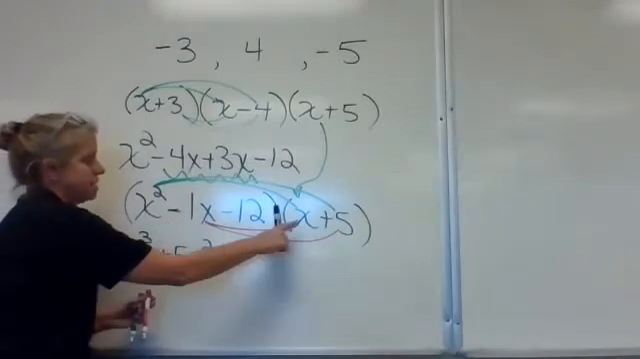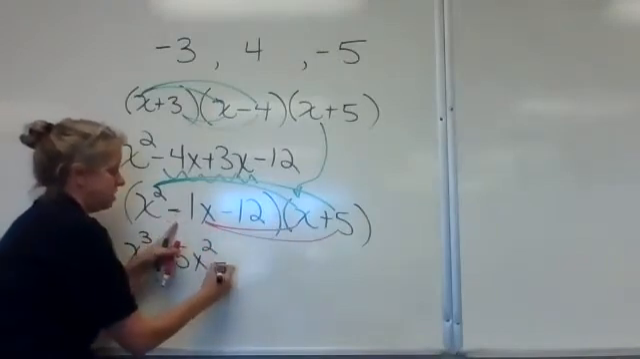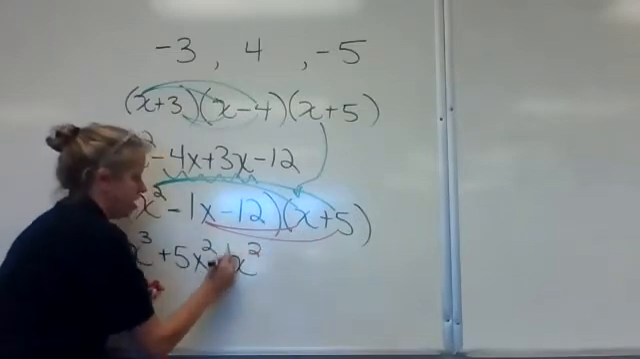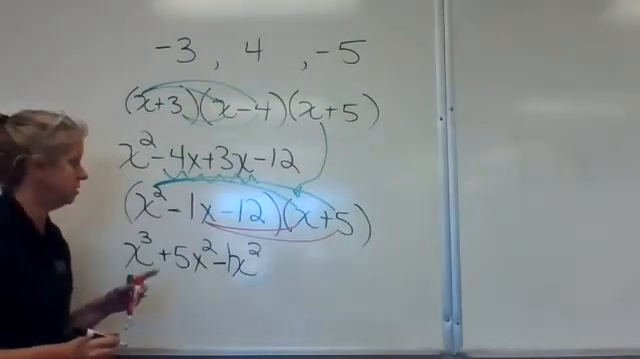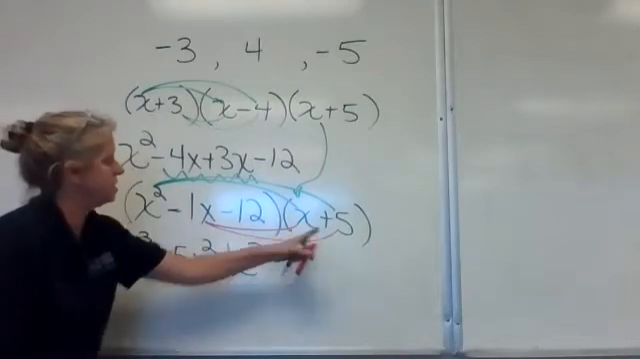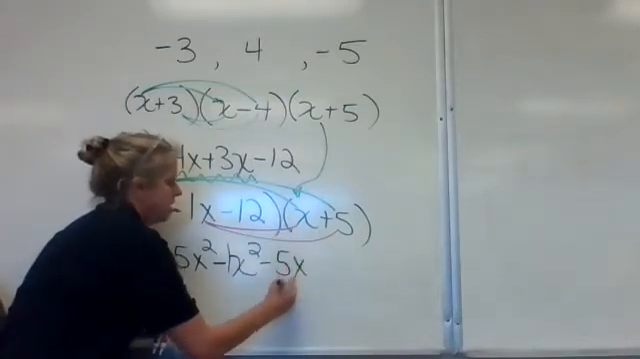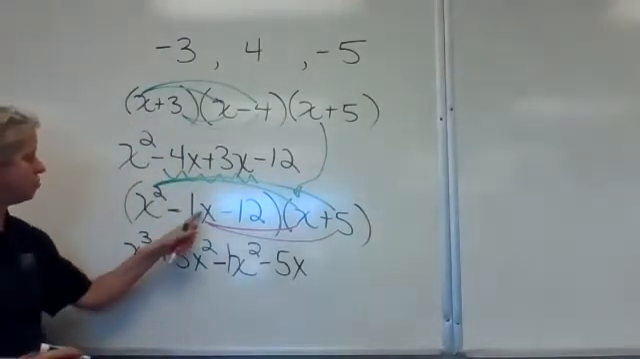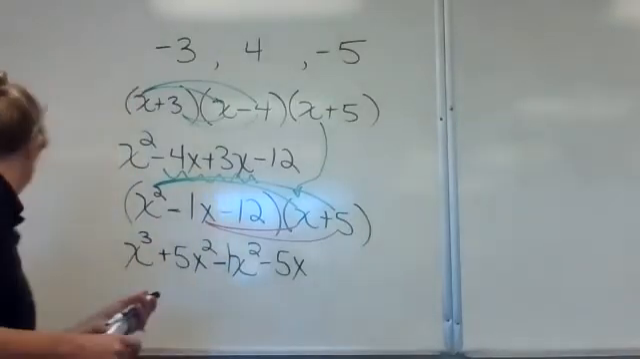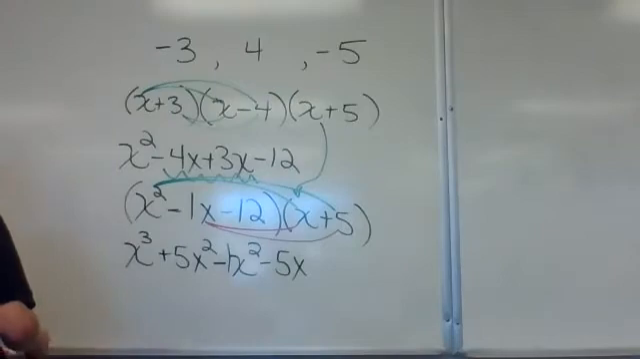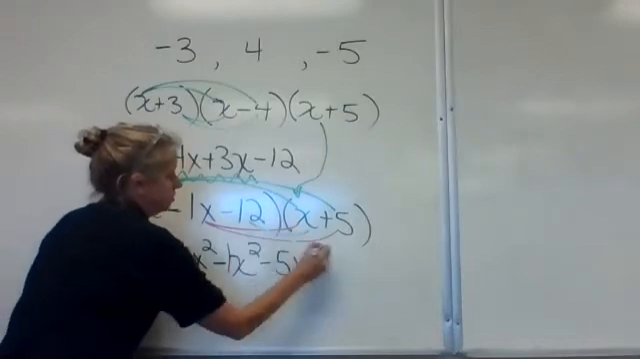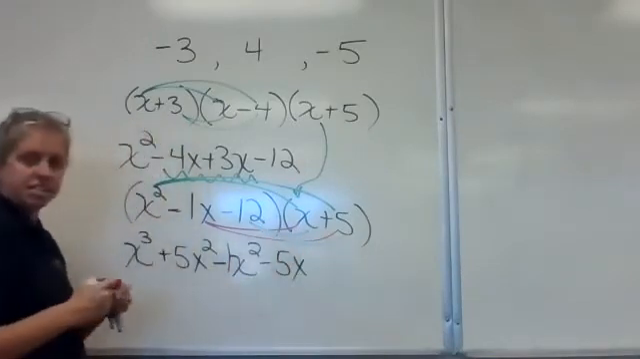So I've got -1x times +x. So negative times a positive is going to give me negative. X times x gives me x squared, or -1x squared. Then to the +5. So I've got -1x times +5, which gives me -5x. So now it's like I'm done with this one. Now all I have left to do is distribute that -12. So it's going to go to the x and the 5.